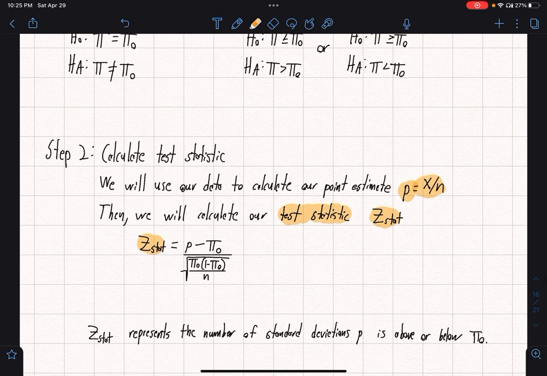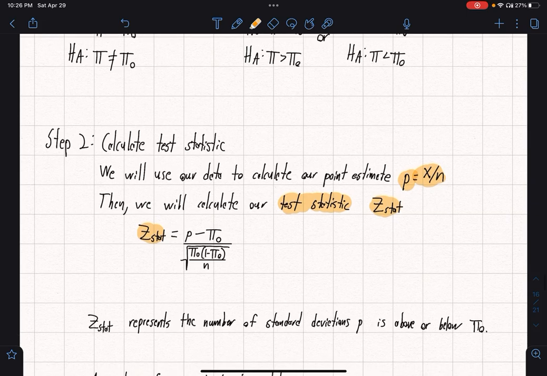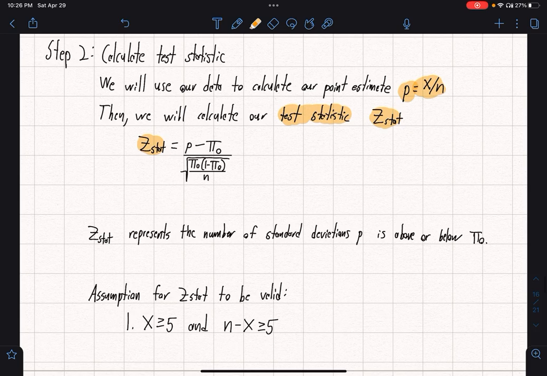And so just how t-stat represented the number of standard deviations, we're now saying z-stat represents the number of standard deviations that p is above or below pi naught. So you can see all of these things are following the exact same process as before. We're just using proportion instead of means, and our notation is changing a little bit. So we do have to state one assumption for this z-stat to be valid, and that's just that our number of successes, x, is at least 5, and the number of failures, n minus x, is at least 5 as well, because then we can assume normality.